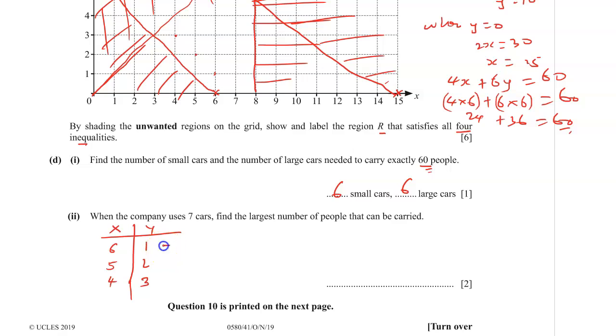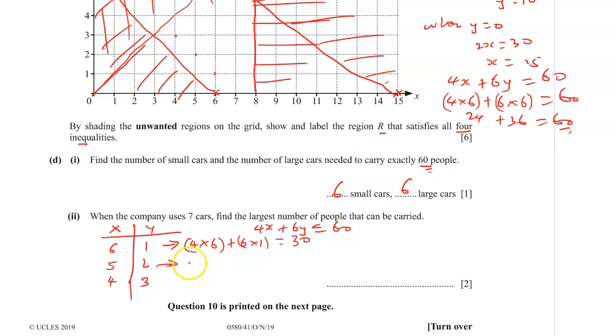And of course the number of people carried here should be, let's say, 24 plus 6 gives us 30. So we are using this equation, 4x plus 6y is less than or equal to 60. Therefore we have 4 times 6 plus 6 times 1. This should be 24 plus 6, that is 30.